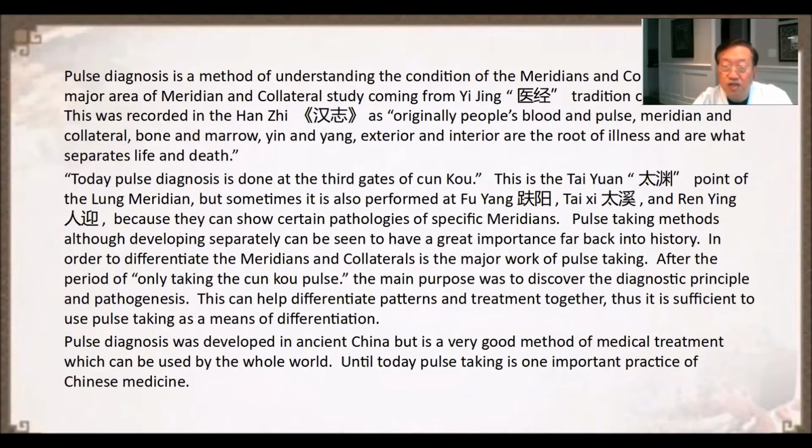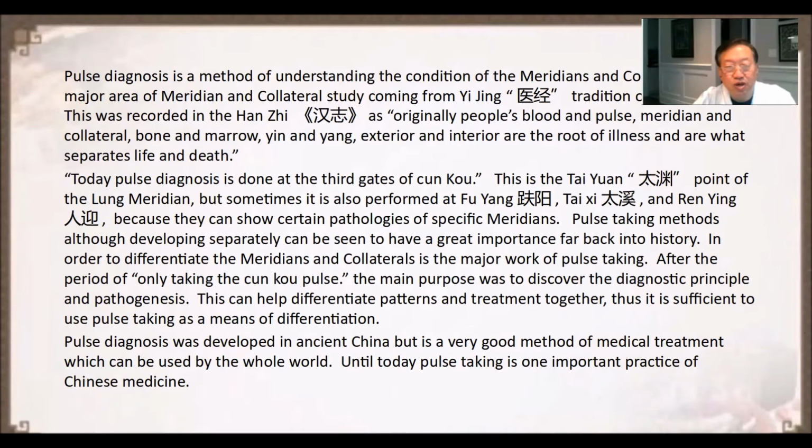Pulse diagnosis is a method of understanding the condition of the meridians and collaterals and is a major area of meridian and collateral study coming from the I Ching tradition of medicine. This was recorded in the Hanzhi as: originally people's blood and pulse, meridian and collateral, bone and marrow, yin and yang, exterior and interior, are the root of illness and what separates life and death.